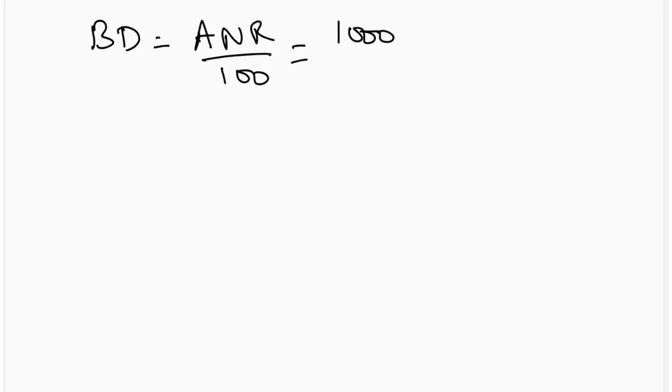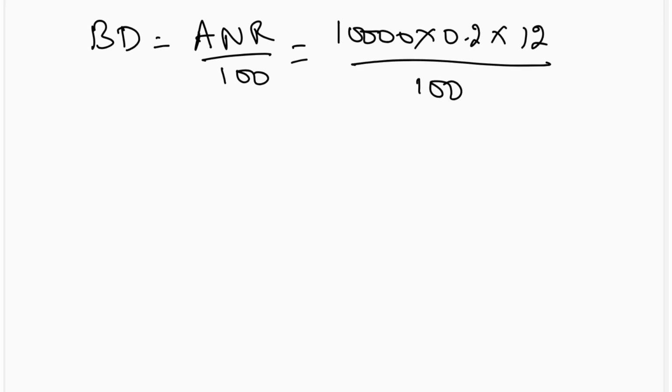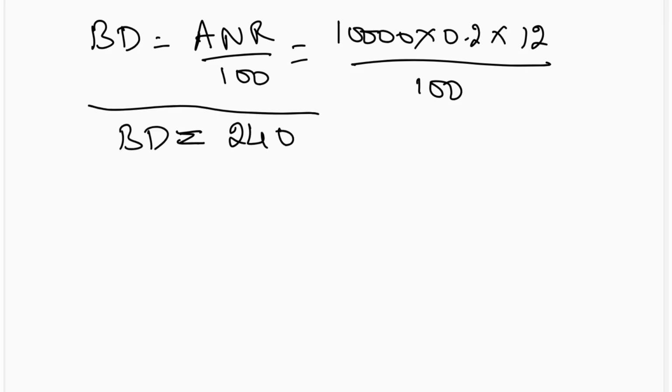Now we will use all those data in the formula. We need the banker discount, ANR by 100. So if I substitute, you will get 10,000 into 0.2 into 12 divided by 100. If you substitute and find out, you will get banker discount as rupees 240.